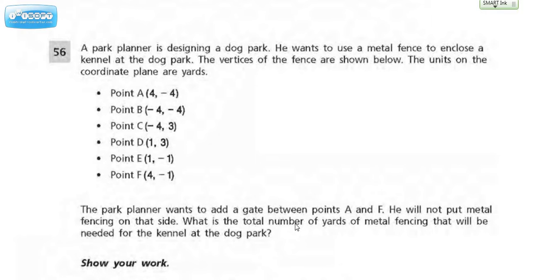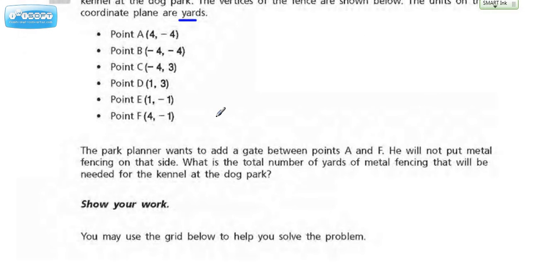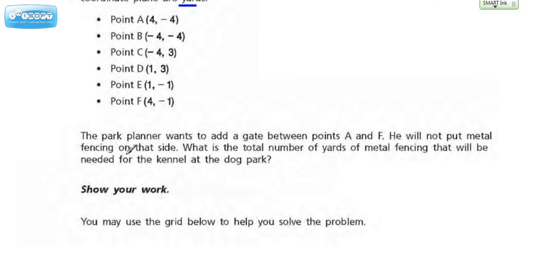It says a park planner is designing a dog park. He wants to use a metal fence to enclose a kennel at the dog park. The vertices of the fence are shown below. The units on the coordinate plane are yards. The park planner wants to add a gate between points A and F. He will not put metal fencing on that side. What is the total number of yards of metal fencing that will be needed for the kennel at the dog park? You may use the grid below to help you solve the problem.